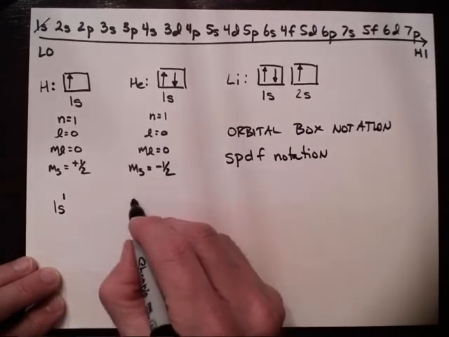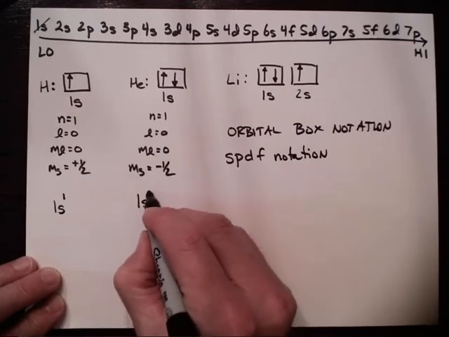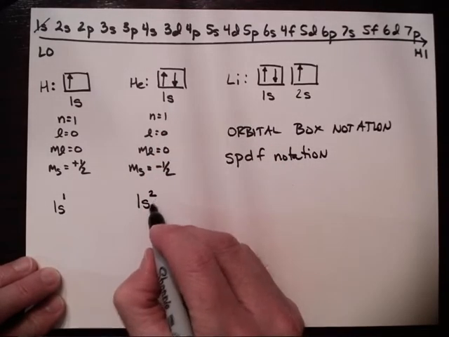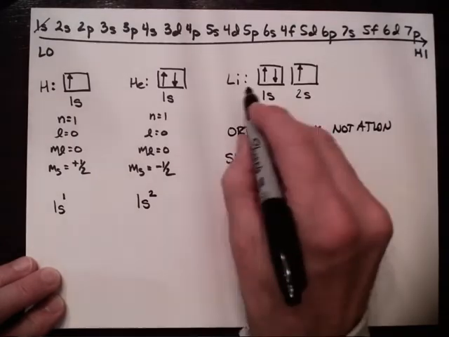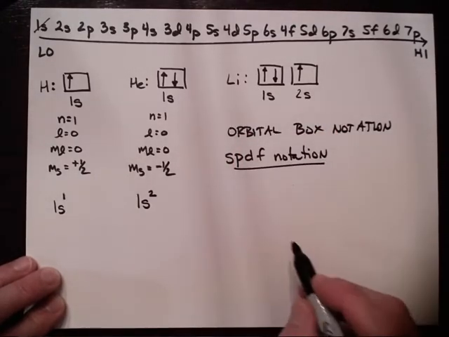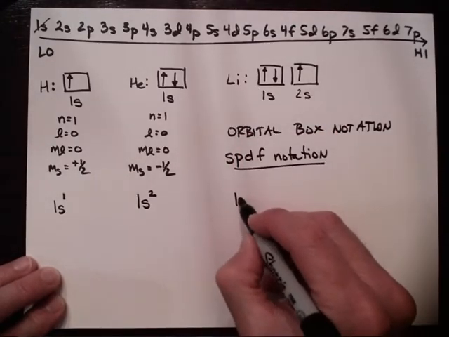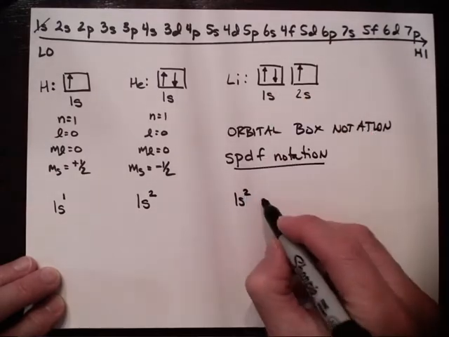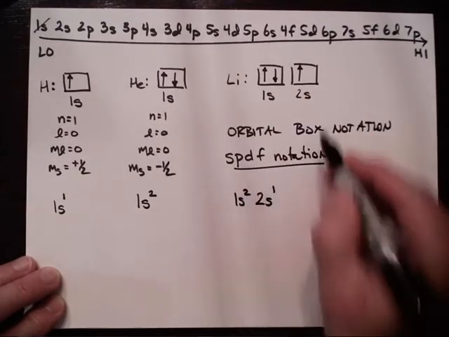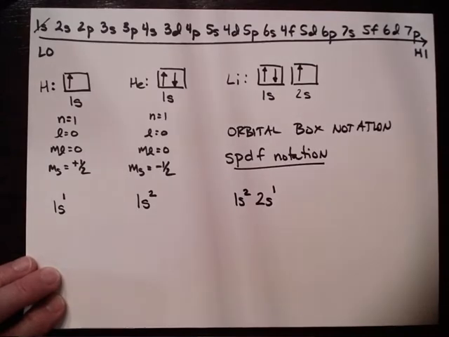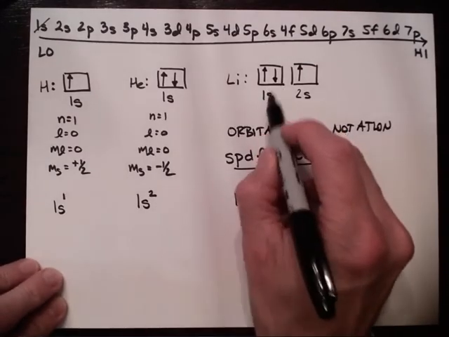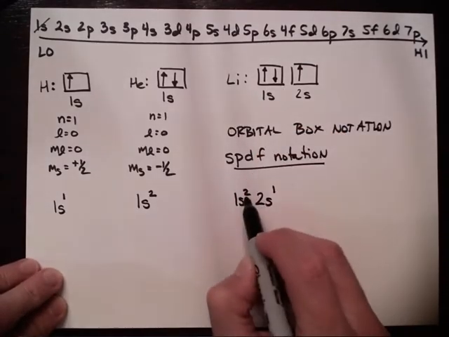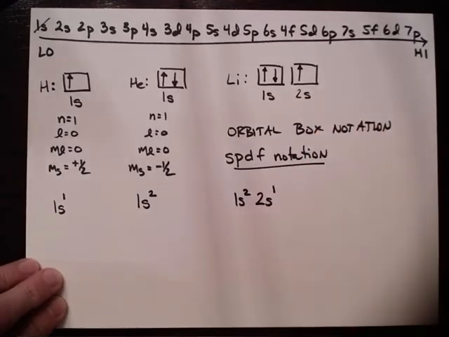For helium, we'd write it like this, 1s2, because there's 2 electrons in the 1s for helium. And for lithium, in spdf notation, we'd write it like this. 1s2, because there's 2 electrons in the 1s. 2s1, because there's 1 electron in the 2s.